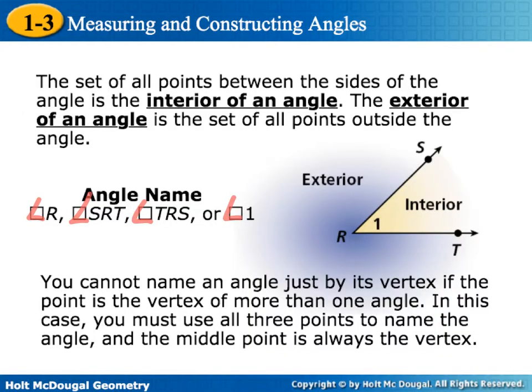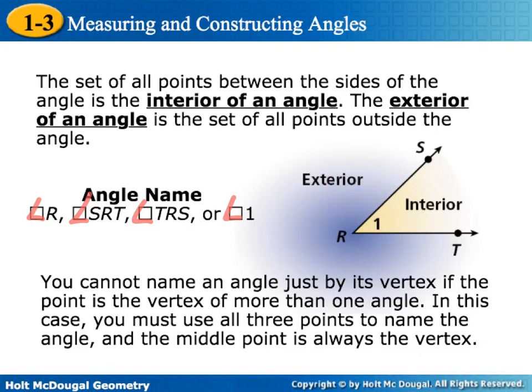Here you have some basic definitions of an angle. And the first thing, an angle is made up of two rays that share a common point. So here you can see ray RS and ray RT. They're both joined at point R, which is your vertex. It then goes on and says anything inside of this is the interior of the angle. Anything outside of it is the exterior.